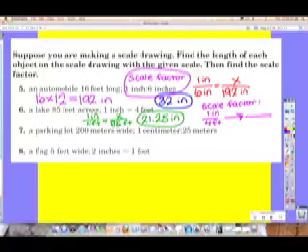Whisper to a neighbor, tell them how many. Yay, I heard it. Tell me, what is it? 48. All right. So there's our second part of the answer. Scale factor, 1 inch to 48 inches. Same units.